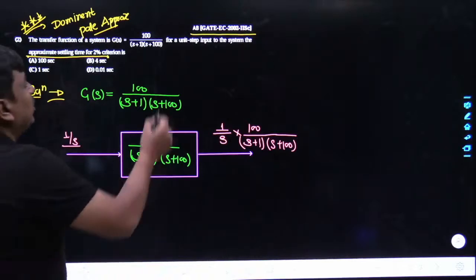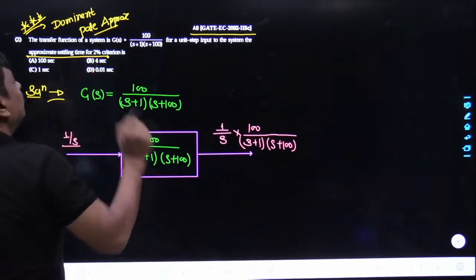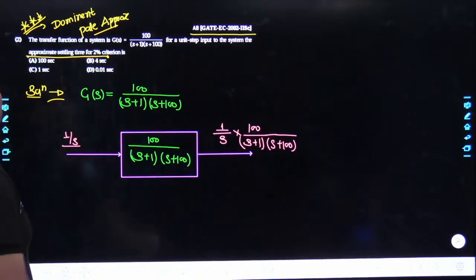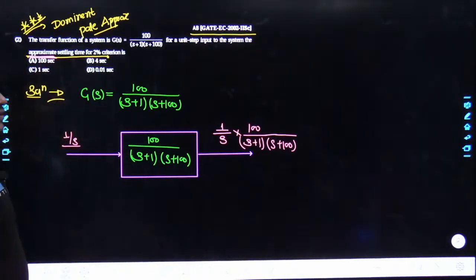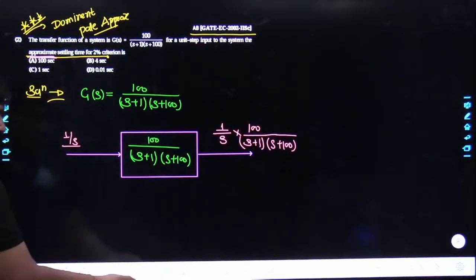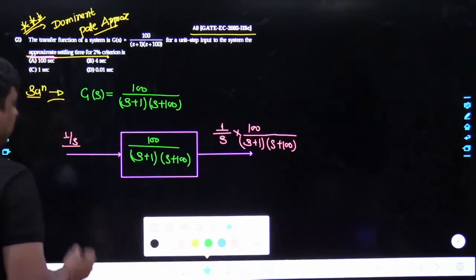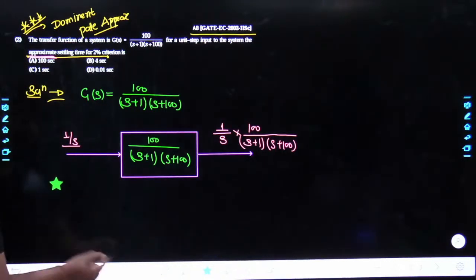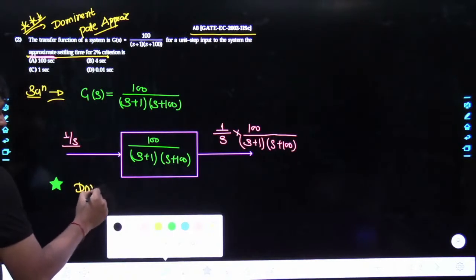Now for a unit step input, the approximate settling time of the system for the 2% criterion is... Anyways, why has the word approximation been used? This problem is a core problem of dominant pole approximation. Everybody should write on your copy: here it's a concept of dominant pole approximation. Let's see what it is.